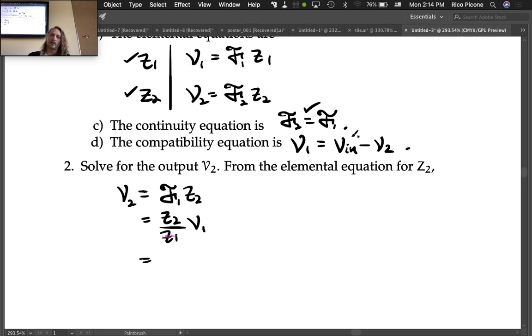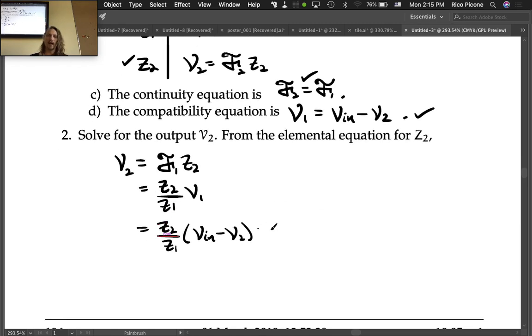For V1, we can apply the last equation here to say that it's just Vin minus V2. So we have Z2 over Z1 times Vin minus V2. Now we have V2 on both sides of the equation. We can solve that for V2, which is equal to, and I know you guys are going to be shocked by this, Z2 over Z1 plus Z2 times Vin. Just rearranging that equation, solving for V2.